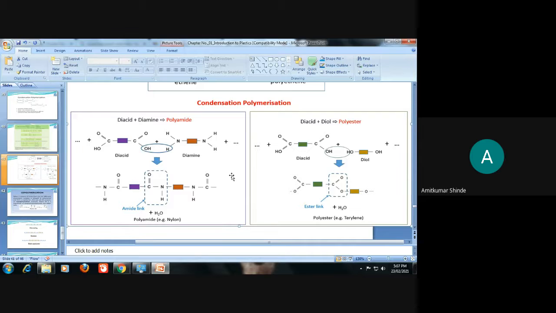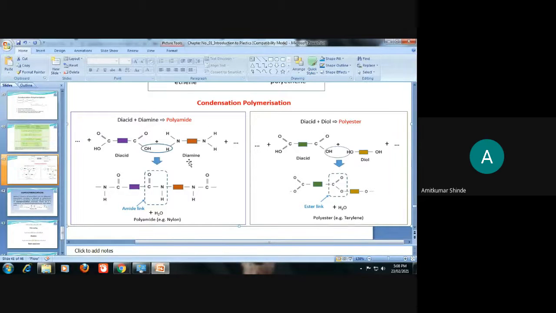Now what happens in this polymerization stage? You have to explain it with one example. I have taken two examples. One is for polyamide, your nylon, and the other is polyester, for example terylene. Now this polyamide will be formed from two monomers. One is a diacid, and the other is a diamine.